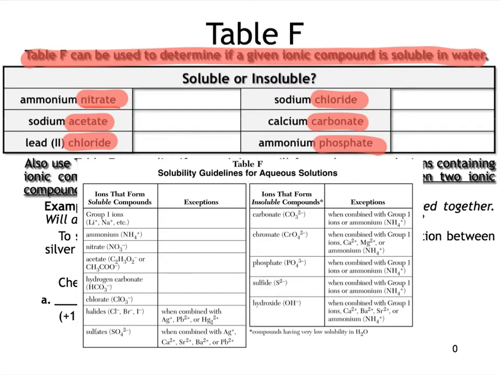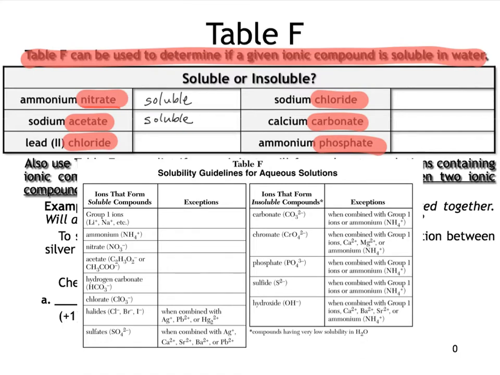So that means that I know that nitrate compounds are generally soluble, but I look to see if there are any exceptions to this rule, and I can see that there are not. That means that ammonium nitrate is soluble. Continuing for sodium acetate, I'm going to first look for acetate, and I see acetates here under the soluble list. I look for the exceptions to see if sodium is one, and I find none, so sodium acetate is soluble.